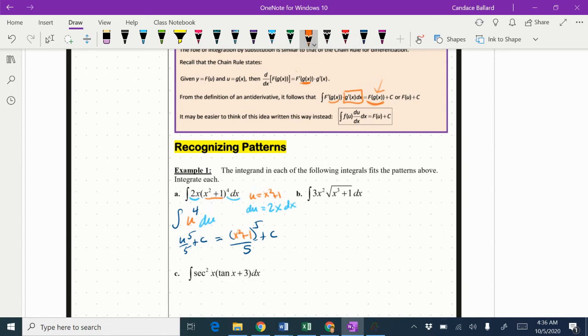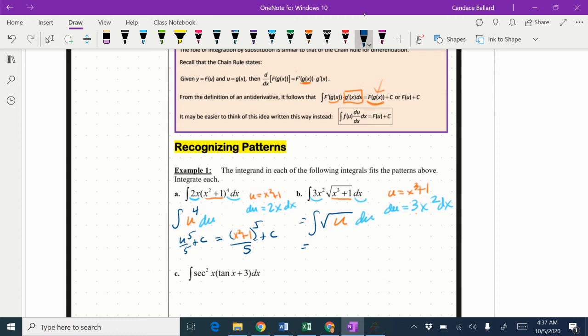All right, so I'm going to look for my u again. I'm going to use x cubed plus 1. And then I'm going to take its derivative. So du equals 3x squared dx, which happens to also be in there. Okay, so we're going to go ahead and substitute in now. So I've got the square root of u, and then for the 3x squared dx, I have du.